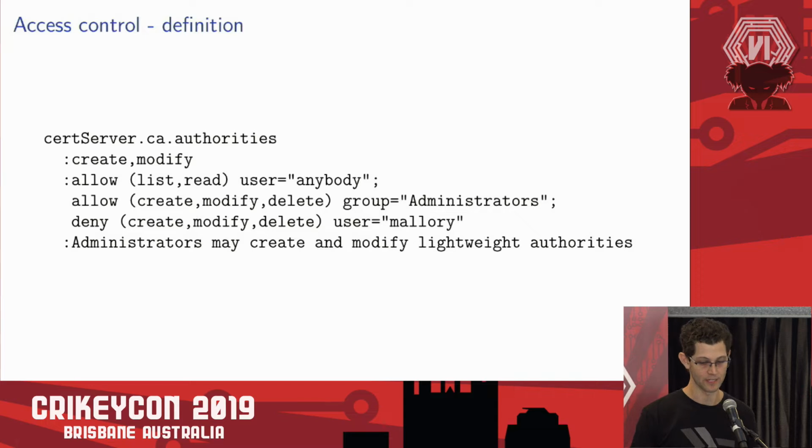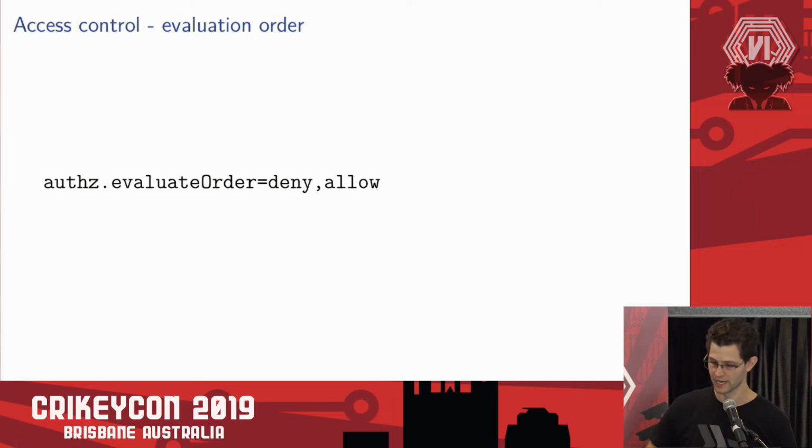Administrators can create, modify and delete, but Mallory, whether she's an administrator or not, may or may not be able to create, modify, delete the authorities, depending on this configuration, the evaluation order. So if you've seen Apache access control configuration, you will have seen something exactly like this. Basically, it's just a global configuration that says, do we process the deny rules first or the allow rules first? Okay, so that's the setting.